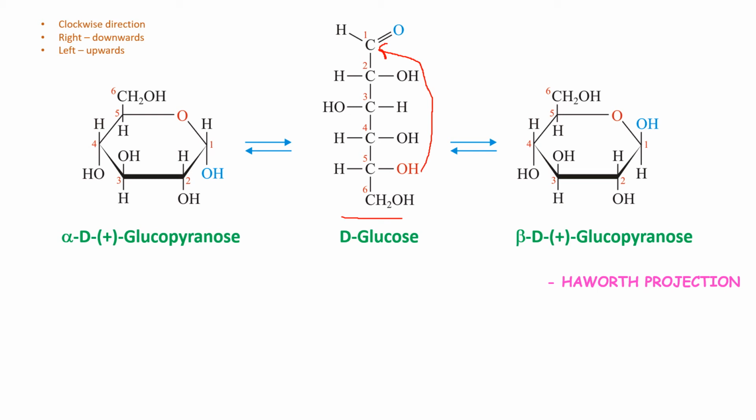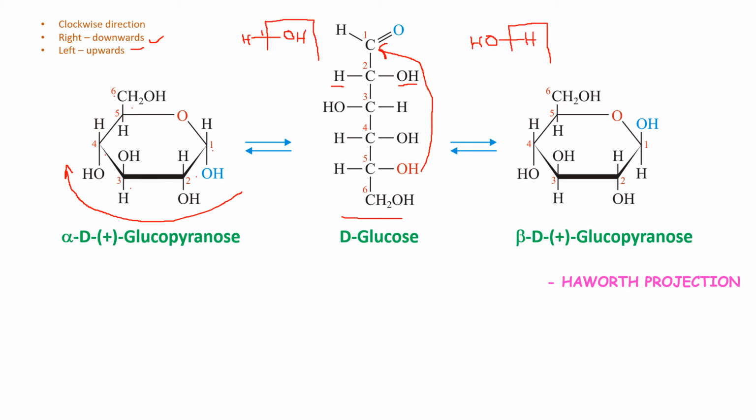While making the 3D projection of the cyclic structure, which is also called the Haworth projection, we have to remember that while making the ring, we have to assign the carbons their positions in the clockwise direction. This is carbon 1, then carbon 2, carbon 3, carbon 4, carbon 5, and then carbon 6. And while assigning the groups, we have to remember that the group which is present on the right side in the open chain structure comes at the downward position, and the group which is present on the left side in the open chain structure comes at the upward position in the cyclic structure.